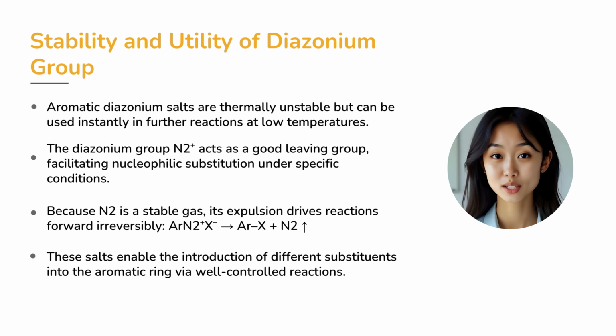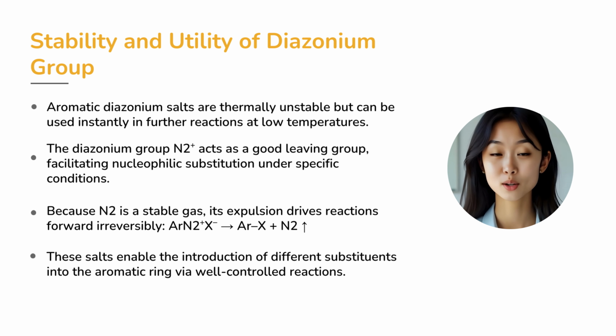Because when the diazonium group leaves, it escapes as nitrogen gas, N2, which is incredibly stable and just floats away. This expulsion of nitrogen gas makes the reaction practically irreversible, pushing the reaction forward like a fast-moving train. Imagine the simplified equation: aromatic diazonium salt decomposes to an aryl compound, ArX, plus nitrogen gas bubbling out.